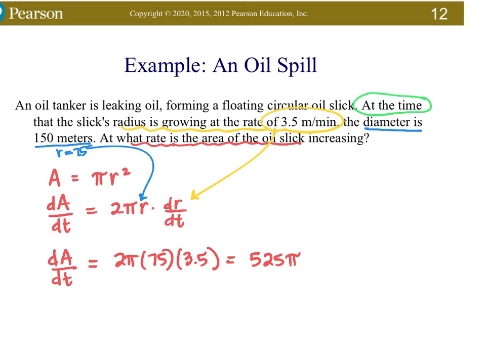And now I need the units for this. We are measuring area, so area would be square units, and these are square meters, and the time unit is minutes. So the area of the oil slick is increasing at a rate of 525 pi square meters per minute. And if we want to put that into context, we would actually multiply it by pi, and so that's going to be 1,649.336 square meters per minute.